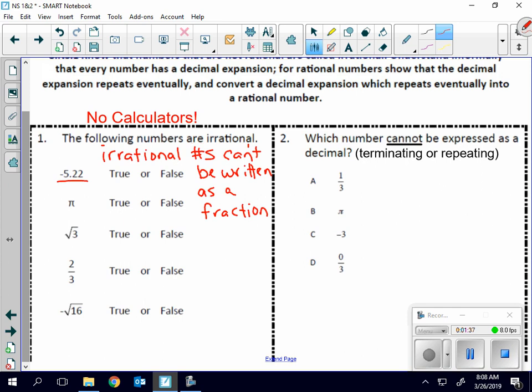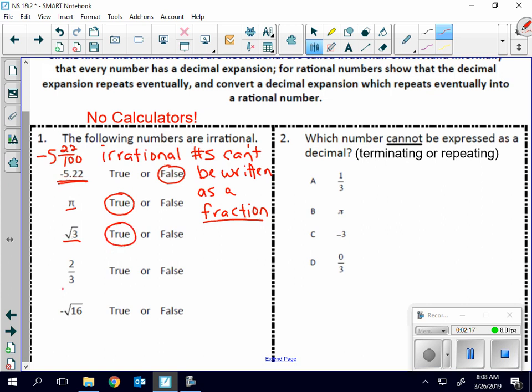Okay. So can we write this first one as a fraction? Sure we can. We could put the -5 out front and the 22 over 100. So is this an irrational number? No, because it can be made into a fraction. Pi, you should know, can never be made into a fraction, so it is correct, this is irrational. All right, same thing with the square root of 3. Since it's not a perfect square, it cannot be written as a fraction, so that is true, it is irrational.